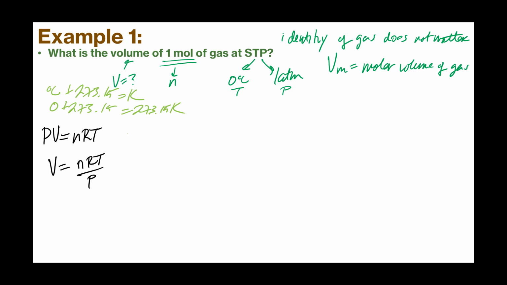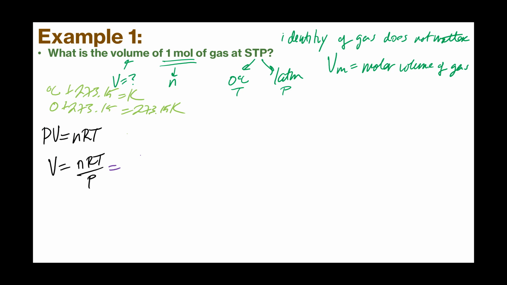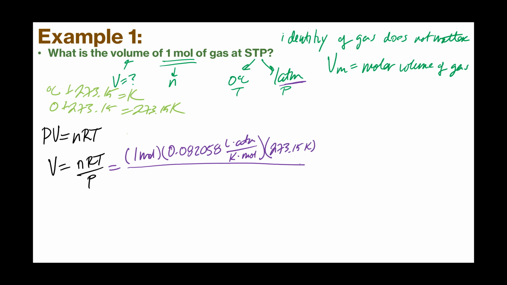Okay, and get nRT over P. All right. And now we know nRT and P, so we can plug all this in and say that the volume is equal to, we said at the start, this is 1 mole of gas. R, since we're at atmospheres, then we can say this is 0.082058 liter atmospheres over kelvins and moles, okay, times the temperature, which was 0 Celsius or 273.15 Kelvin, okay, divided by 1 atmosphere, okay.